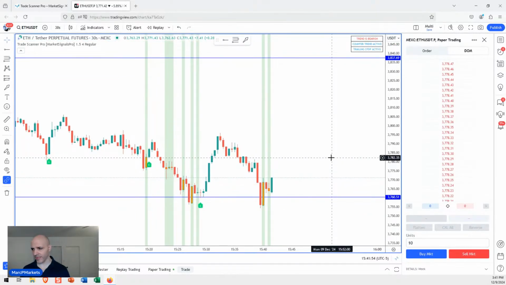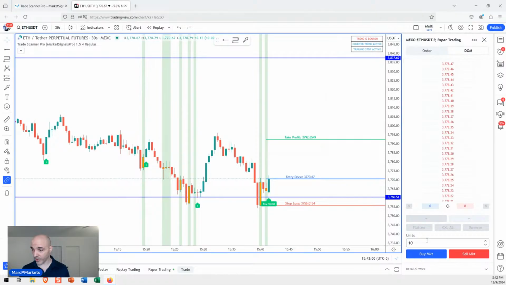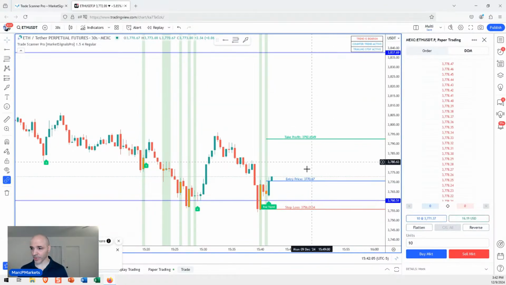Yes, I just turned it on for that reason. Typically, you want to use counter trend mode at support or resistance levels. There it is. There's a signal. So I'm going to buy 10. All right, I'm long 10 contracts.